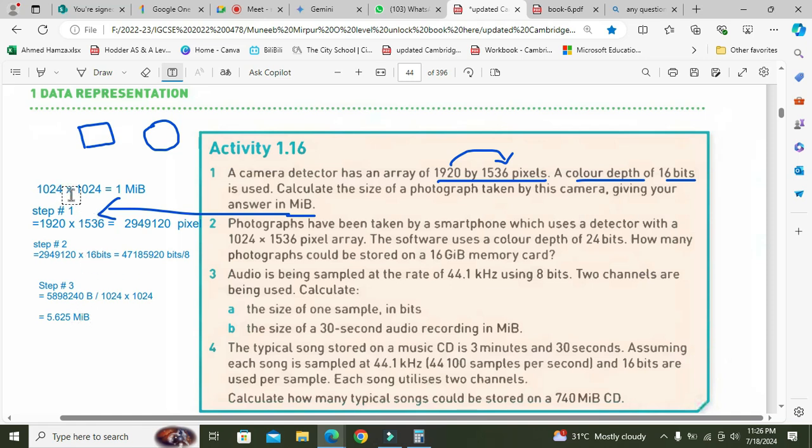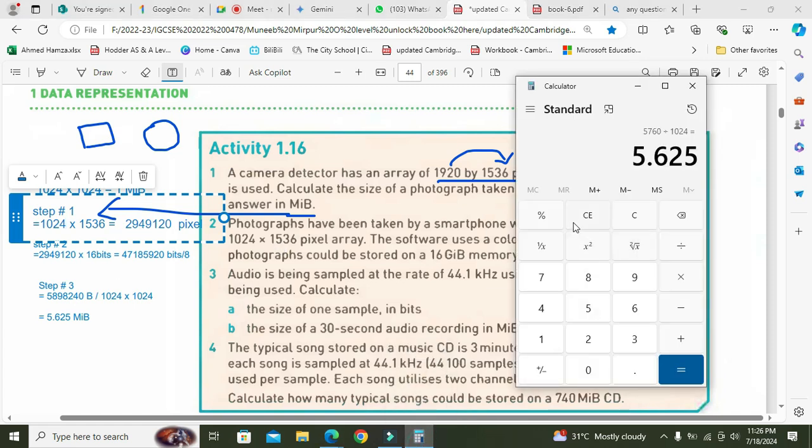So first of all we need to get the resolution. How do we get the resolution? We need to multiply here, just make changes over here. Step number 1. Instead of this I'm going to write here 1024 cross 1536. Then you will get the number of pixels, 1024 multiplied by 1536, width and height, you will get the number of pixels.